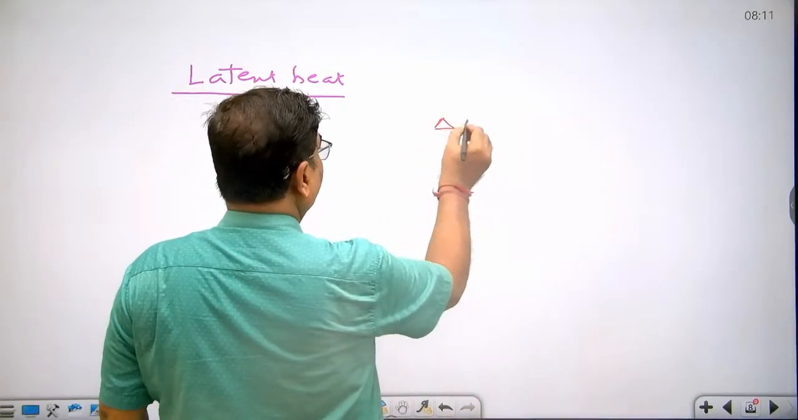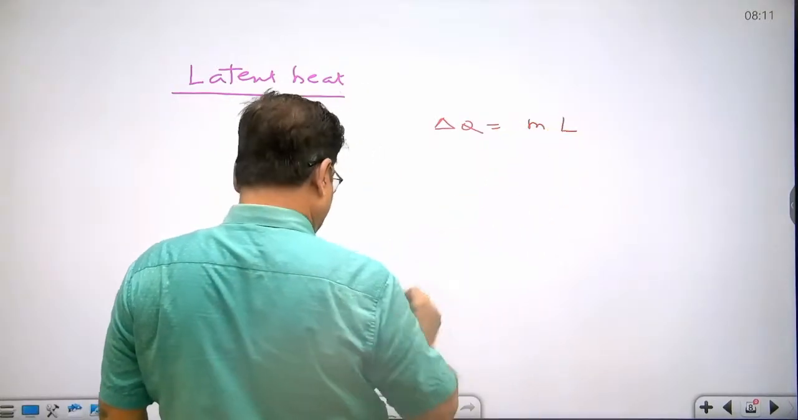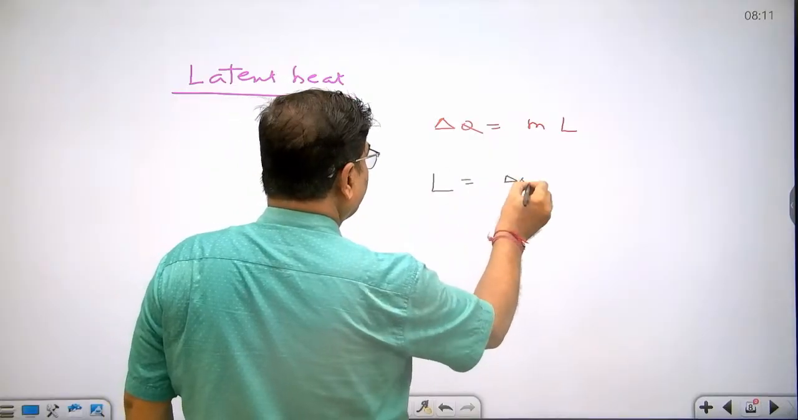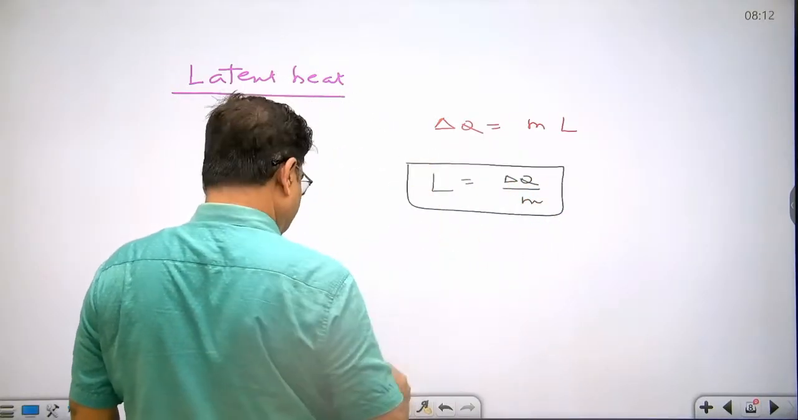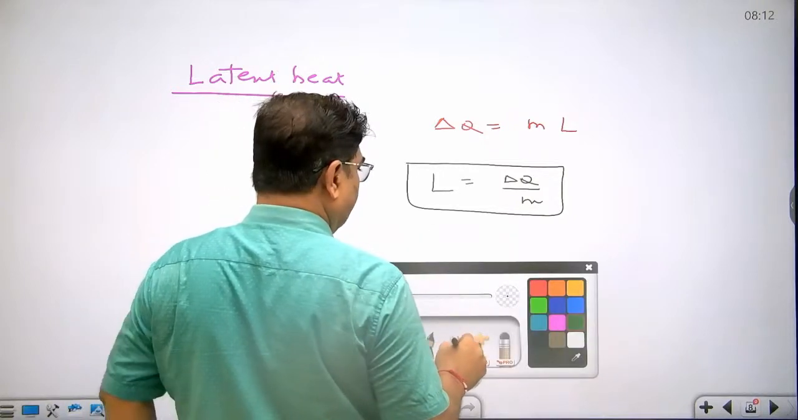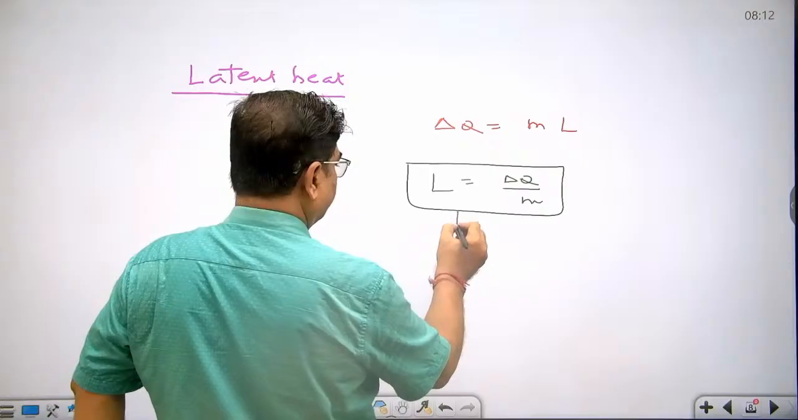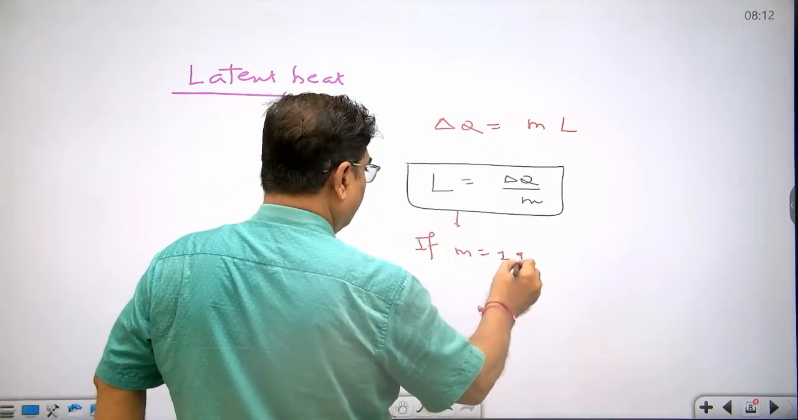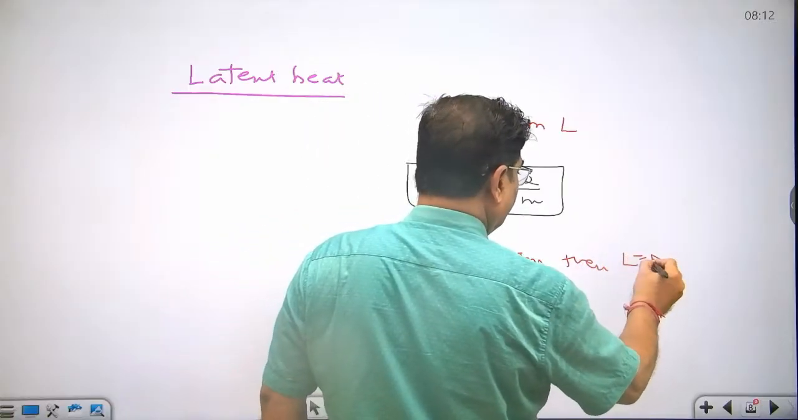See, we write delta Q equal to ml. Here L is latent heat, and dear student, this L is what? Delta Q upon M. This is how latent heat is defined. This is of two types: latent heat of fusion and latent heat of vaporization. Okay. Now let's see. If M equal to 1 gram, then L equal to delta Q.